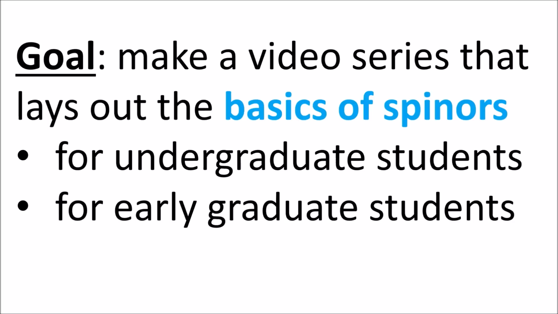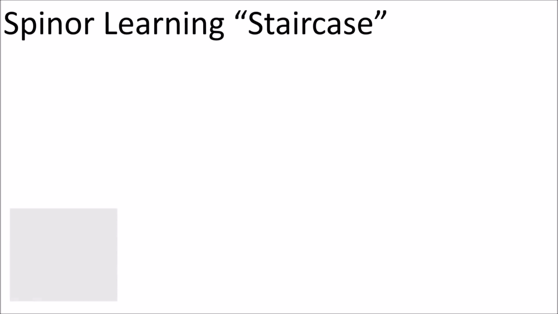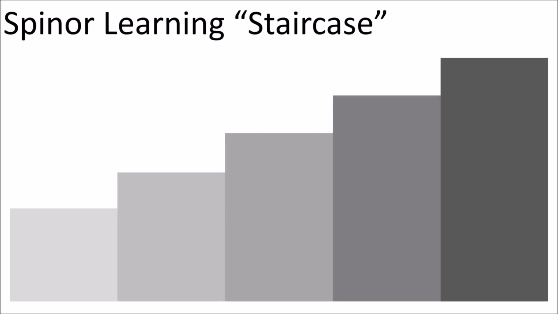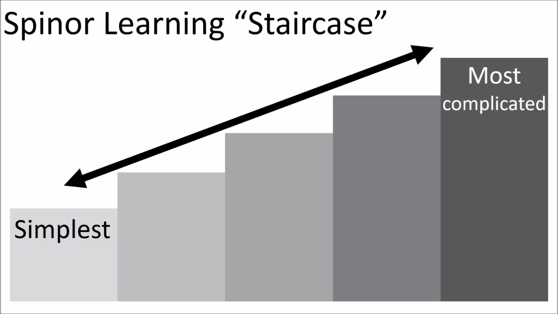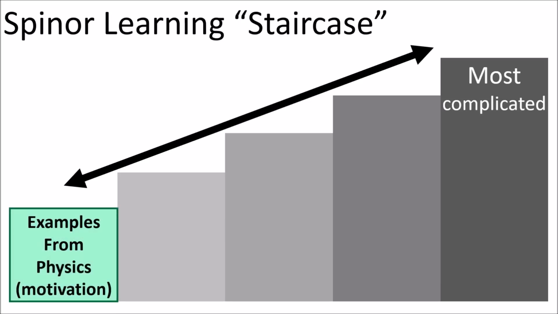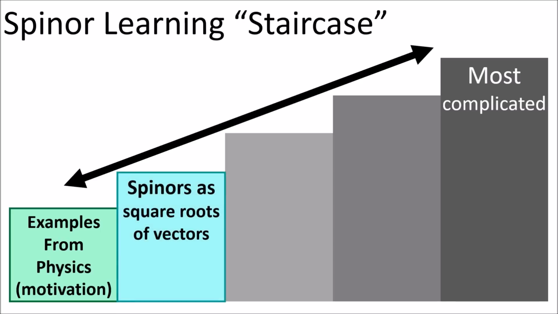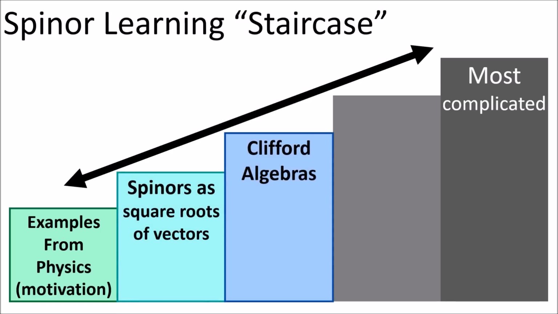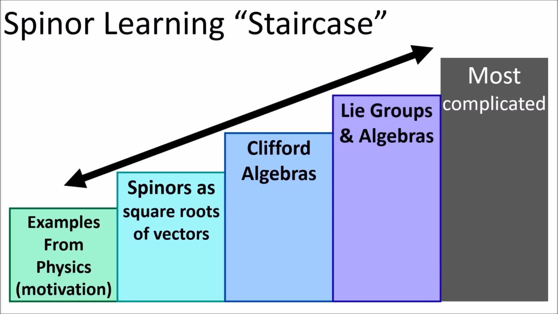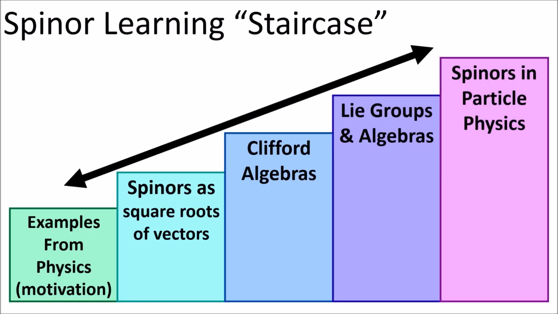Like most complicated topics, I think it's best to learn spinors in stages, as if you're climbing the stairs on a staircase, starting with the easiest and most basic explanation and gradually getting more complicated and abstract. My planned staircase has 5 steps. Basic examples of spinors in physics, viewing spinors as the square roots of vectors, viewing spinors as members of Clifford algebras, viewing spinors in terms of Lie groups and Lie algebras, and finally talking a bit about how spinors are used to describe all spin 1/2 particles in particle physics and quantum field theory.